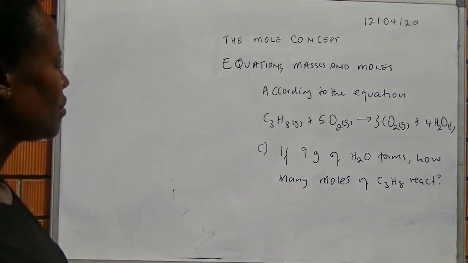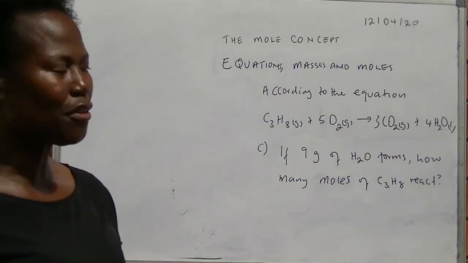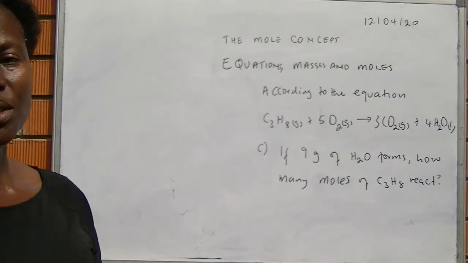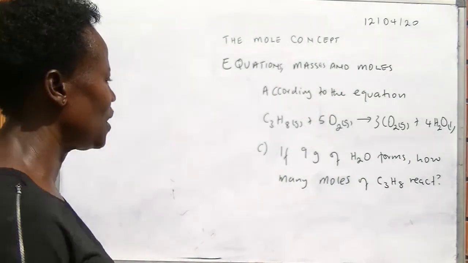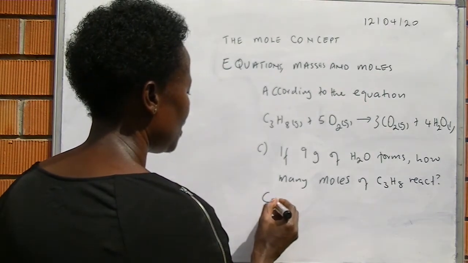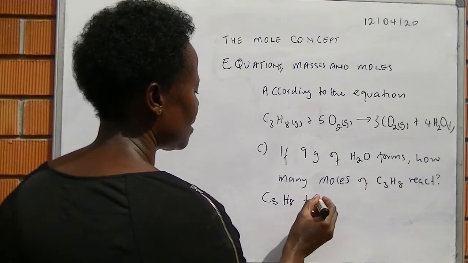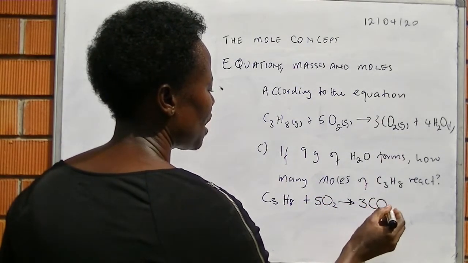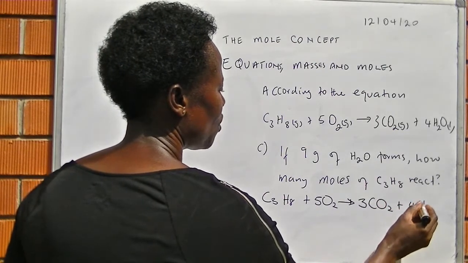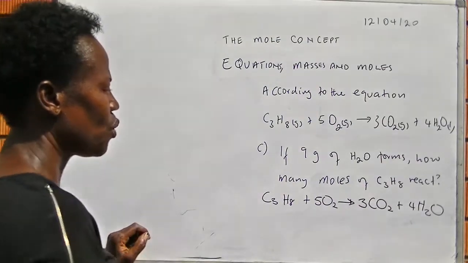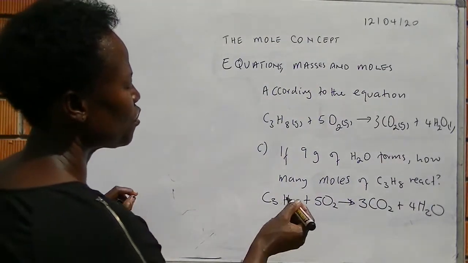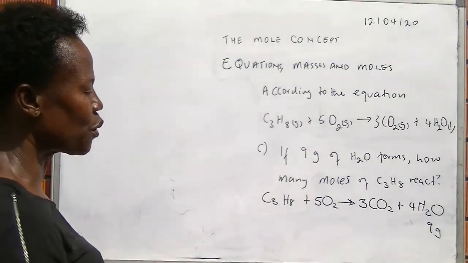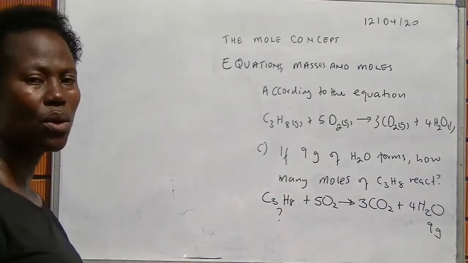C. If 9 grams of water forms, how many moles of propane react? I told you, you always rewrite the equation. Propane plus 5 moles of oxygen to produce 3 moles of carbon dioxide plus 4 moles of water. So if 9 grams of water form, you put 9 below water. How many moles of propane? Put a question mark below propane.